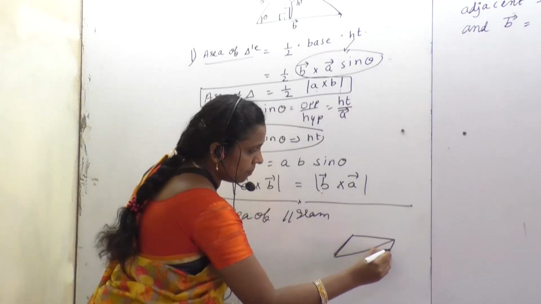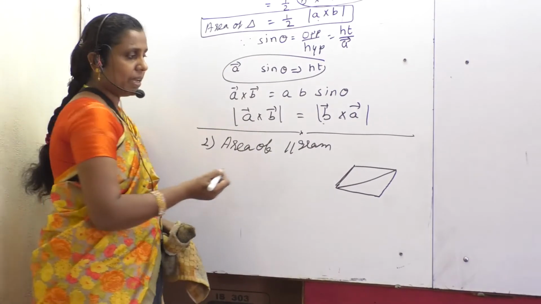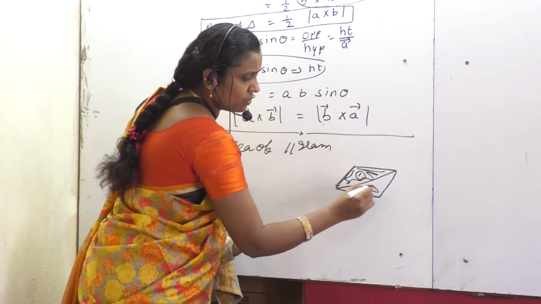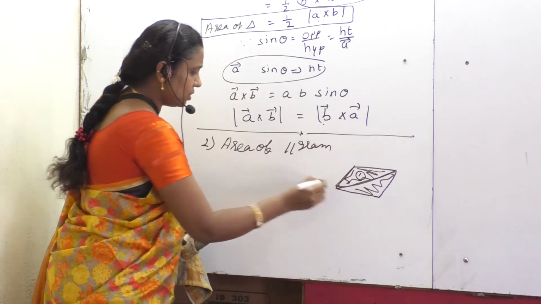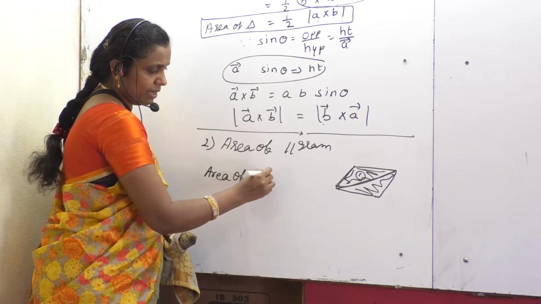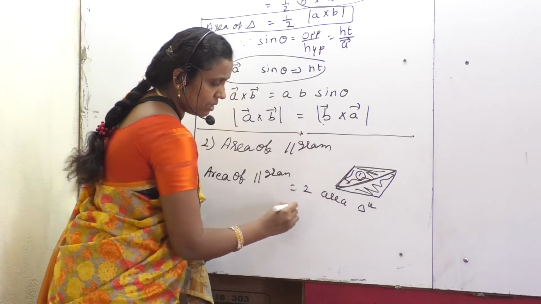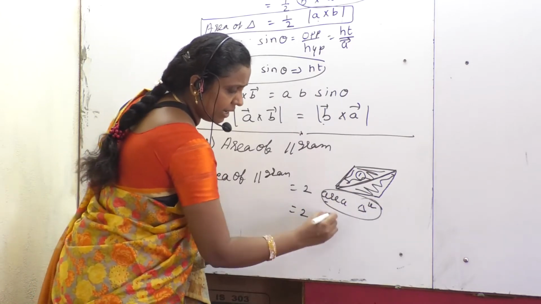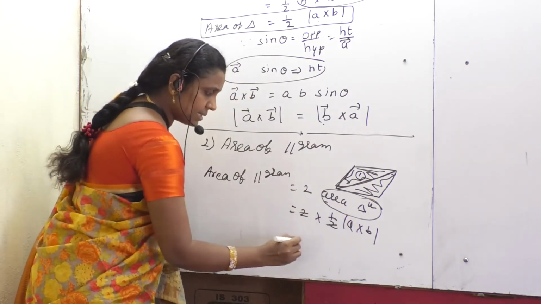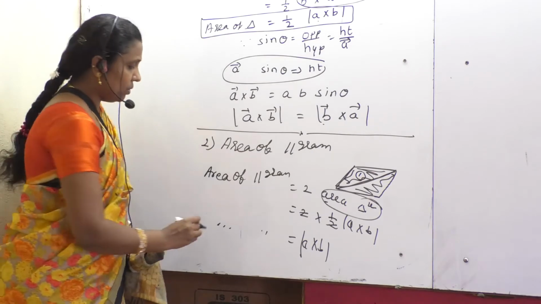If I take a parallelogram, here how many triangles are there? This is the first triangle, is it not? This one is one more triangle. So there are how many triangles? Two triangles. So area of parallelogram is nothing but 2 times area of triangle. What is area of triangle? Area of triangle is nothing but half into modulus of A cross B, and 2 and 2 get cancelled, A cross B. So this is nothing but area of parallelogram.